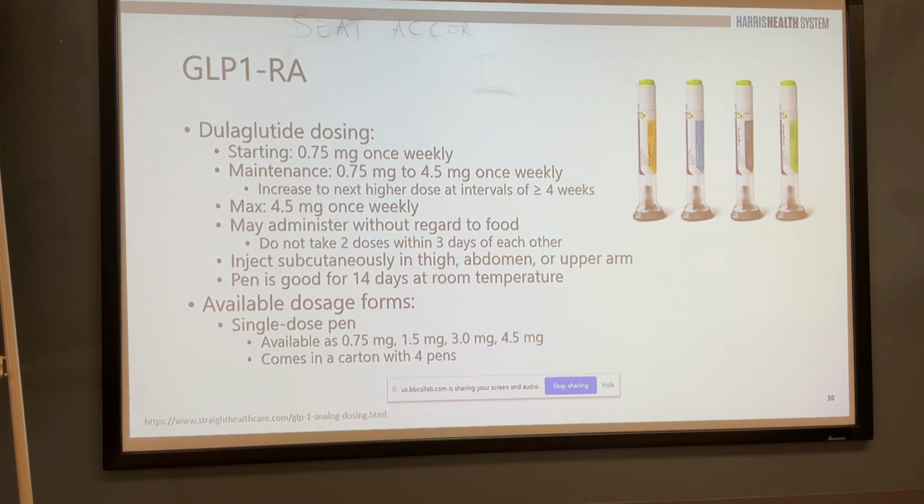Now, you start low, and you can titrate up to the dose that you need, but you can only titrate every 4 weeks. So you can't go up too quickly. That can lead to side effects. And one pen is good for 14 days, but it's a one and done. They don't have to do anything. So once you inject, it goes in the trash. So you really don't have to worry about expiration too much unless the patient's missing doses. And we talked about the available dosage forms.